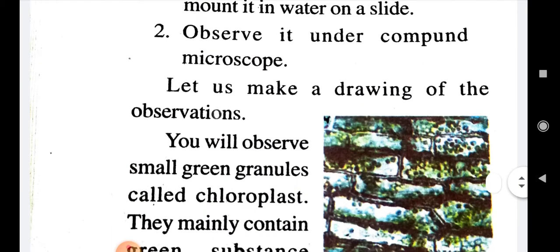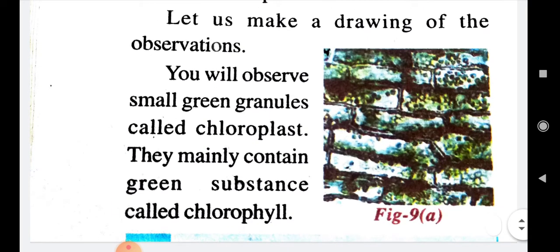When you place it under the compound microscope, here in the picture you can see small green color granules will be observed. Those green granules are called chloroplasts, and they contain a green color substance called chlorophyll. Are you able to understand?